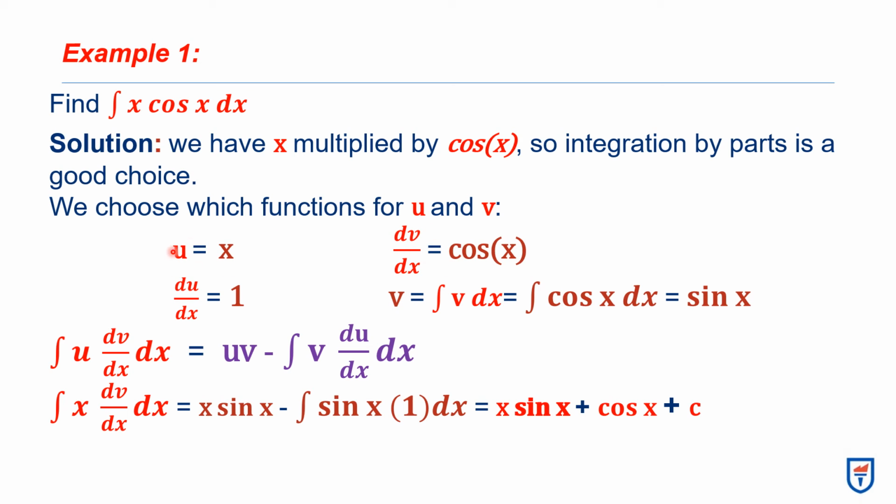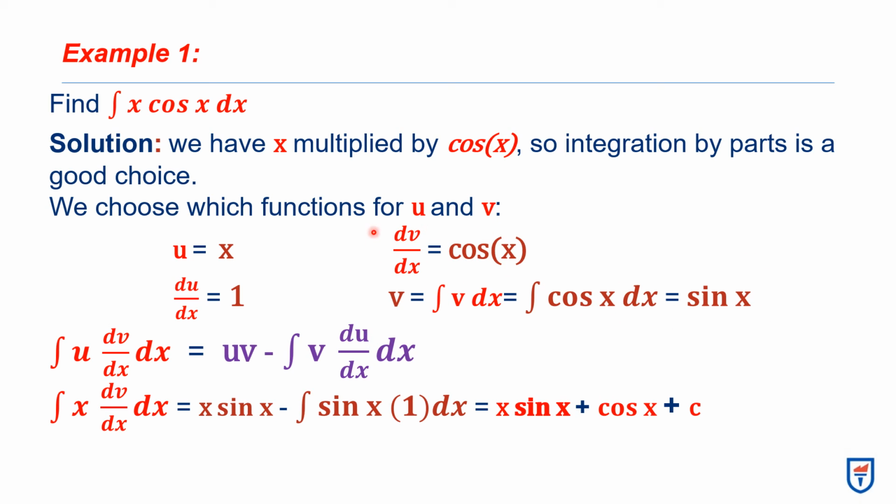And now, since we have u equals x, we have to find our du/dx, which is differentiating u in terms of x. When we differentiate x, we get a value of 1. And then on the dv/dx, which is cos x, you know that integration is the reverse of differentiation, so we need to find our v. Since dv/dx is cos x, we need to integrate dv/dx to get v. When we integrate cos x, we get sin x as the result. So sin x is our v.